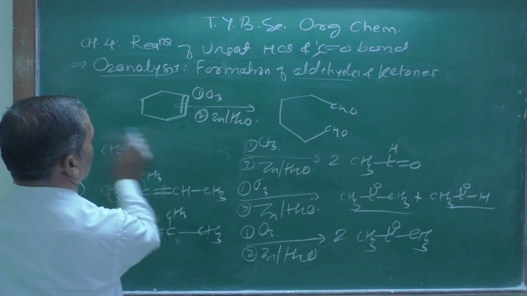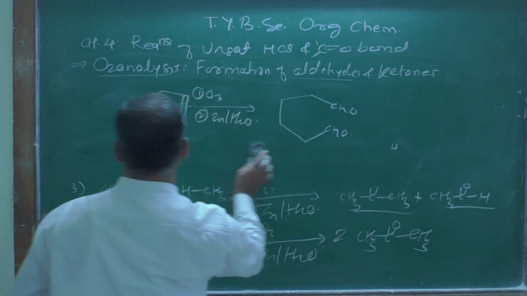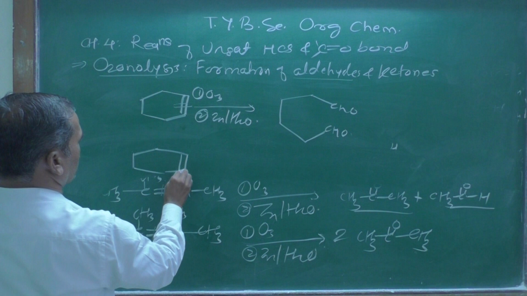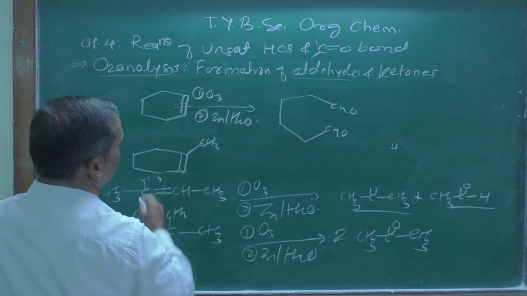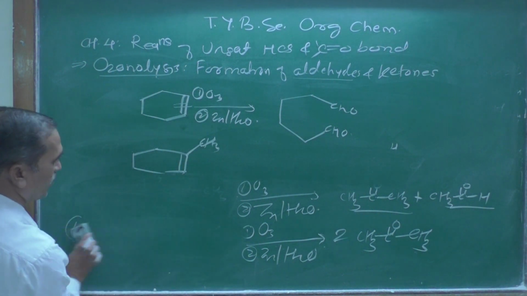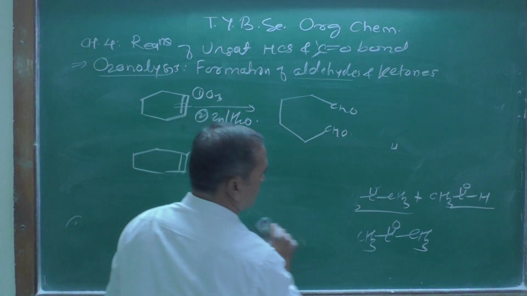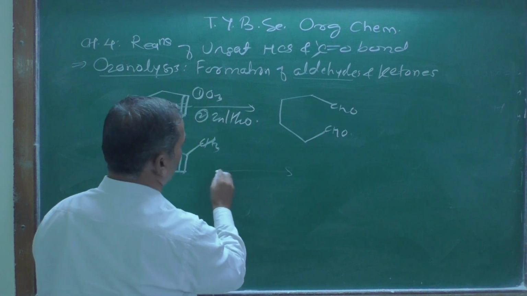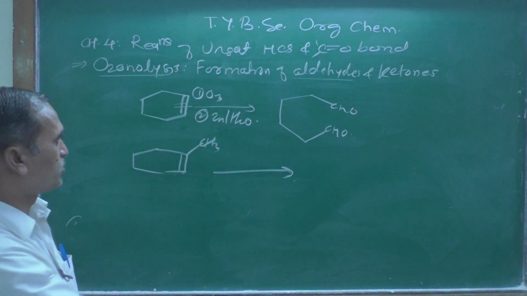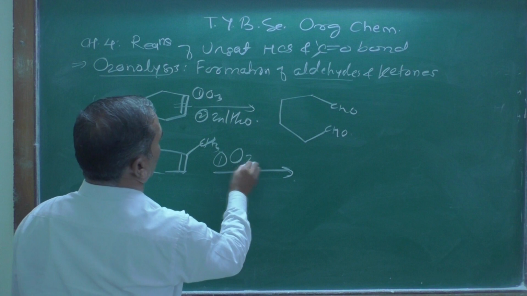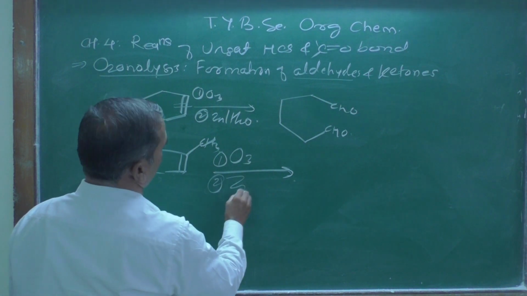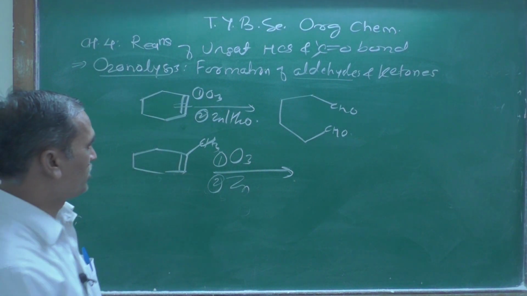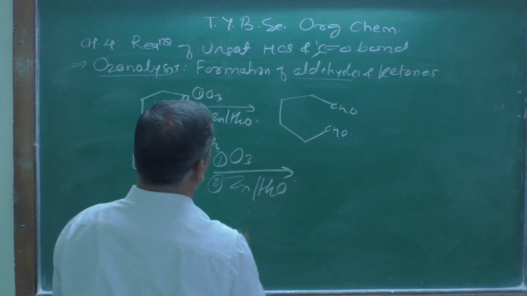Suppose this is another one. Suppose you have another ring like this, and here there is a methyl group, CH3, and you use the same reagent in this reaction. So what do you get over here? In this case also, the first reagent is ozone, O3, and the second is Zn in presence of water, H2O. And what do you get?